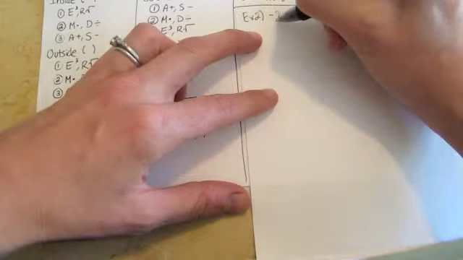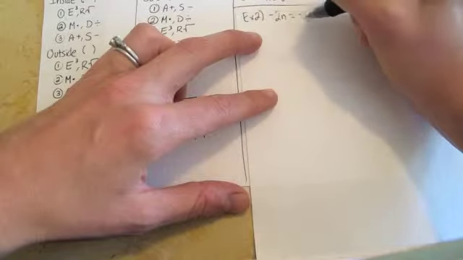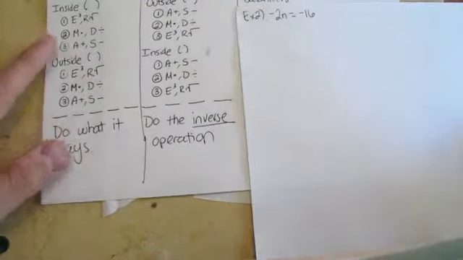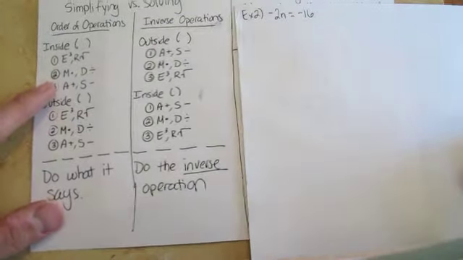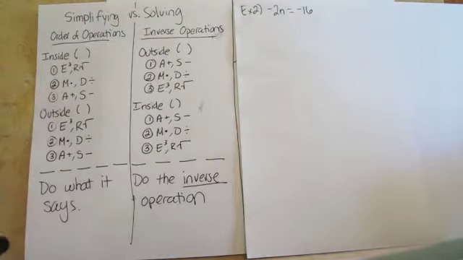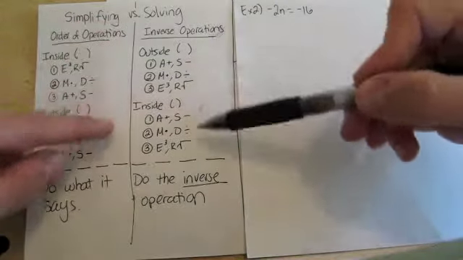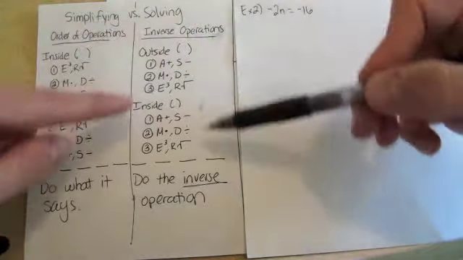is going to be negative 2n equals negative 16. Okay, so for this problem, again, I'm trying to find what is the value of n to make the equation true. And again, you may be able to do this in your head, but we're going to go through the inverse operations, the solving steps.